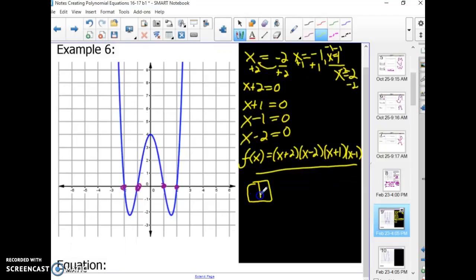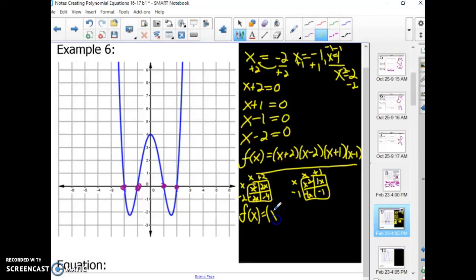So you can set yourself up in boxes and go X plus 2, X minus 2, and over here do the exact same thing, X plus 1, X minus 1. So I'm going to get X squared, 2X, negative 2X, minus 4, X squared, 1x, negative 1x, minus 1, right? So when I write this back out, this is another equation that works.